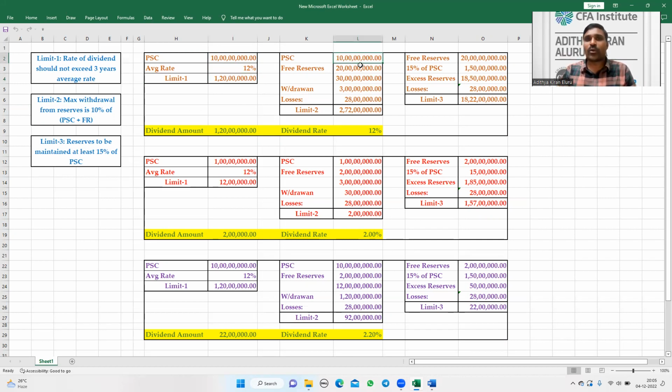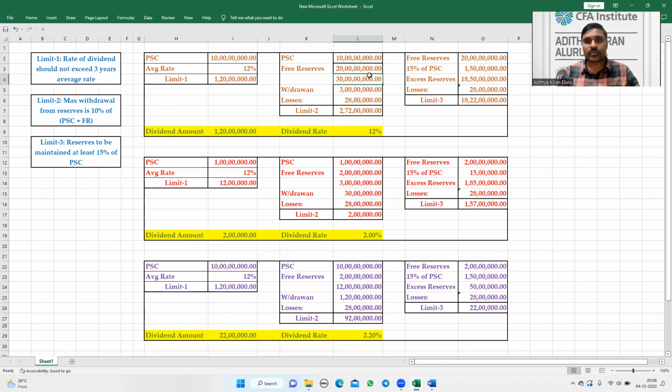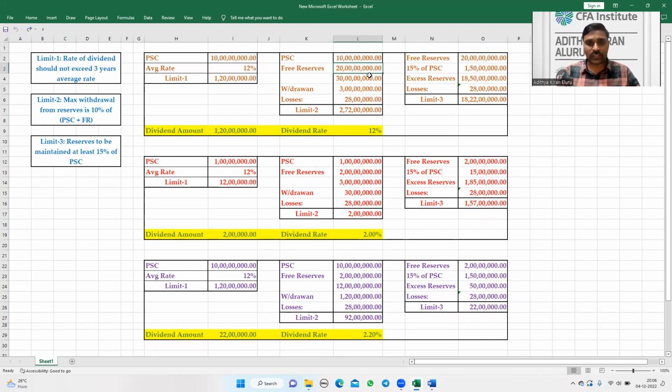Limit 2: we have to take the sum of the paid up share capital and free reserves, which becomes 30 crores. Out of the 30 crores, we have to take 10%, withdrawn at the rate of 10%. Whatever we have withdrawn from the free reserves, out of that, first we have to set off the current year losses, that is, losses during the current financial year. Whatever is the balance, only that we can declare as a dividend. Therefore, going by limit 2, 2 crores 72 lakhs I can pay as a dividend.